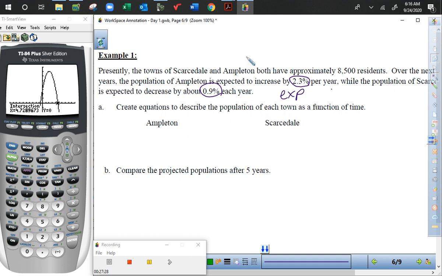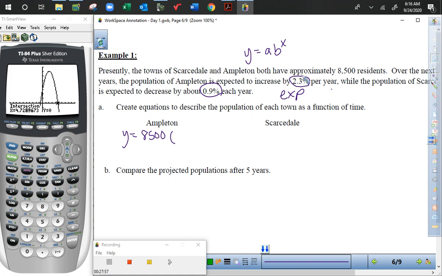So remember, the general form for the equation is y equals ab to the x, and our job is to fill in what we know. Our initial value is a, that's whatever we start with, and our rate is b. But we have to think about increasing and decreasing as well. So when we look at Ampleton, we start with y equals, and our beginning value for both these towns was 8,500. So a is 8,500, but Ampleton was supposed to increase.